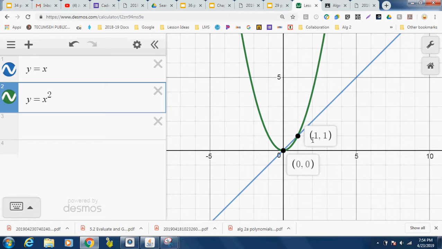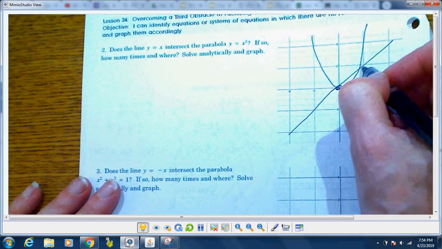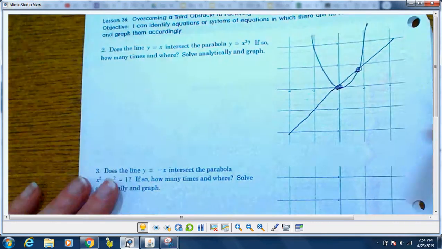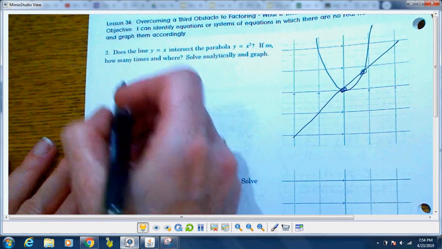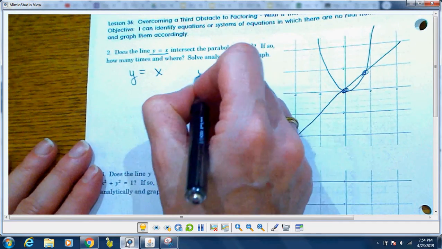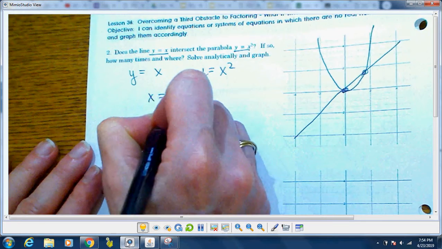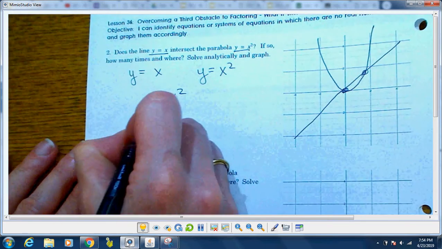So I just sketched that really quick on my paper. Okay. Now I'm going to go back to the paper and I'm going to solve this. Pretend those hit at the right spot. Okay, obviously my sketch is off. I have y equals x and y equals x squared. So that means x equals x squared. So let's set it to 0.